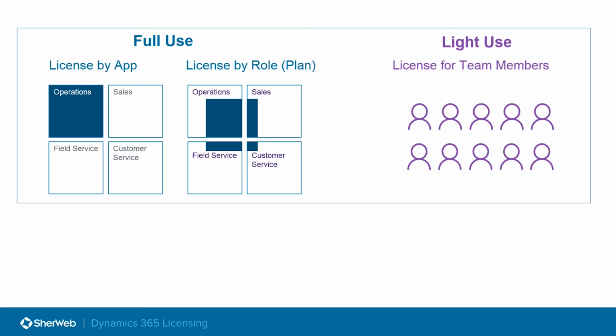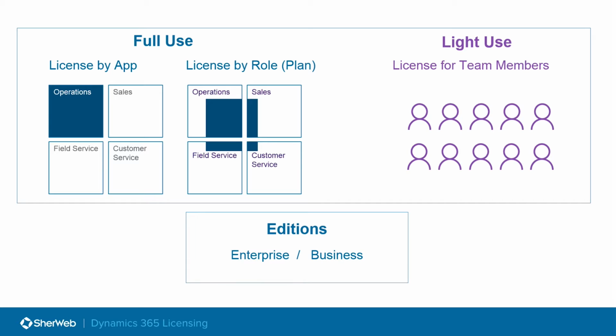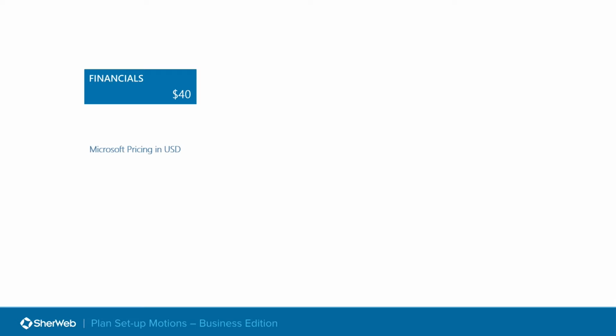Something else to understand in terms of licensing is that there are two types of editions, Enterprise and Business. Some of the applications are under both editions with a different set of functionality. So let's start with Business. The pricing that you're going to see on this slide is the Microsoft pricing in US dollars. If you are a partner with us, you are getting a discounted price off this Microsoft price, depending on the volume that you transition with us.